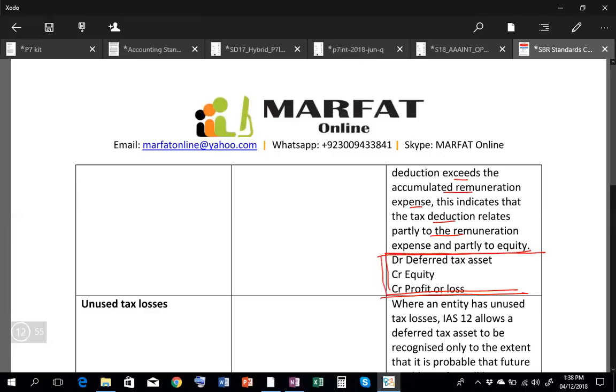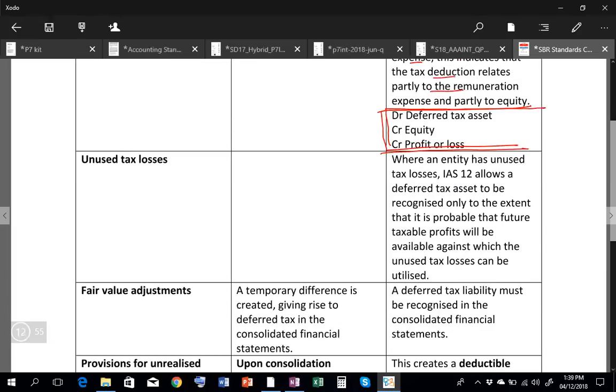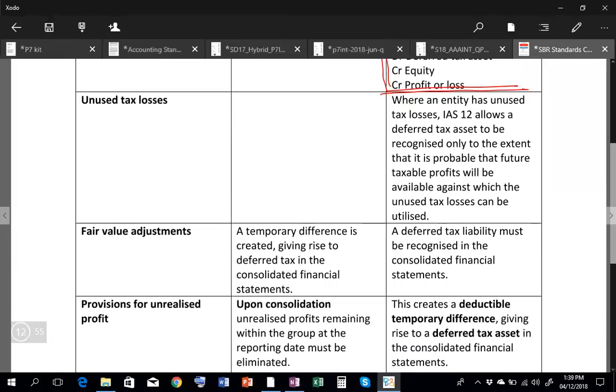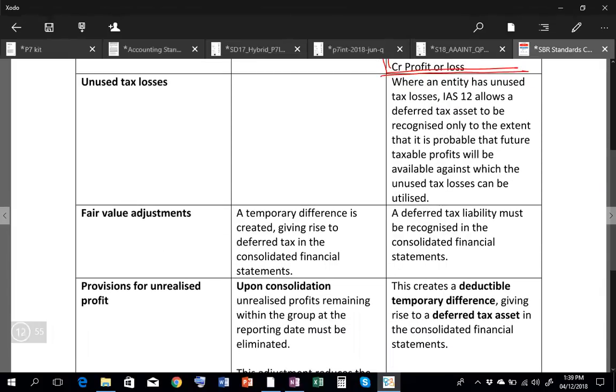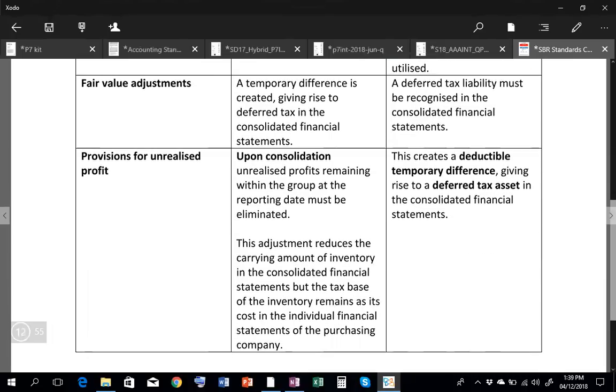So in the exam, for example, if you are having the share-based payment, the examiner can ask you to define the deferred tax implication of this as well. So make sure you are learning it and you are writing the correct treatment. Similarly, in case of tax losses, there is a deferred tax asset. In the fair value adjustments, you have the deferred tax liability. And then you have similarly provision for unrealized profit.